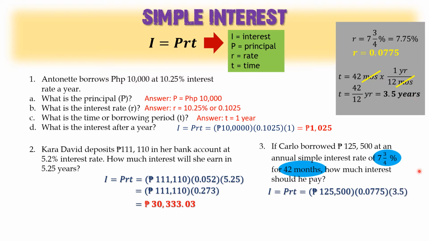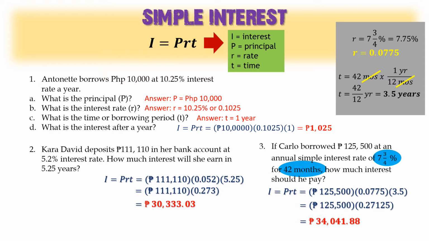Ito na yung time. Plug in lang natin, and then multiply natin tong dalawa. Ayan, multiply natin tong natitira. So, the interest na babayaran ni Carlo after 42 months is 34,041 pesos and 88 centavos.